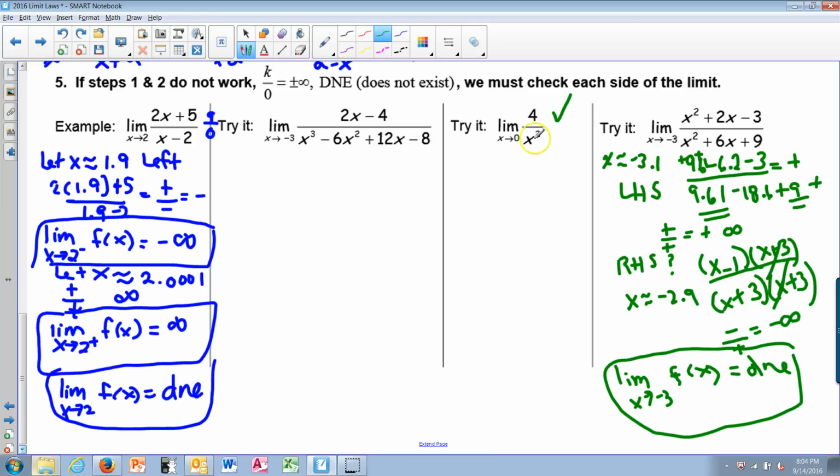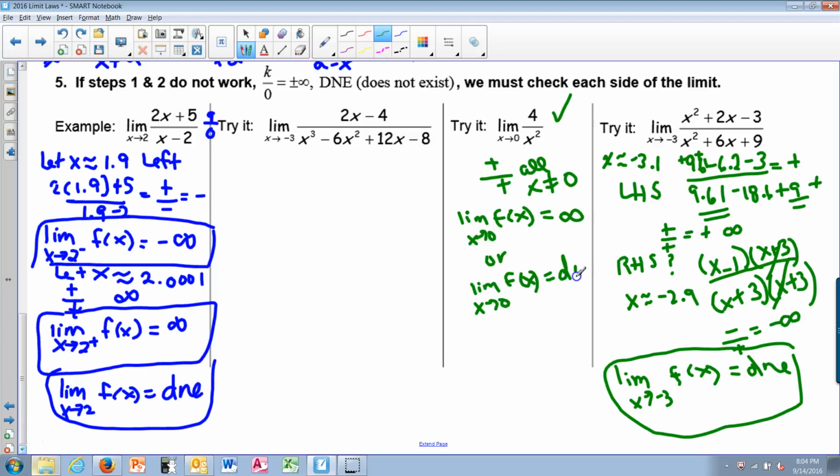Notice for this question, 4 over x squared, 4 is always positive, x squared is always positive. That tells me that anywhere that x is not 0, everywhere, this has to be a positive function. That means that I know both sides of this function do the exact same thing, meaning they both go to positive infinity. So my two-sided limit could be infinity, or I could choose to say that the two-sided limit does not exist.